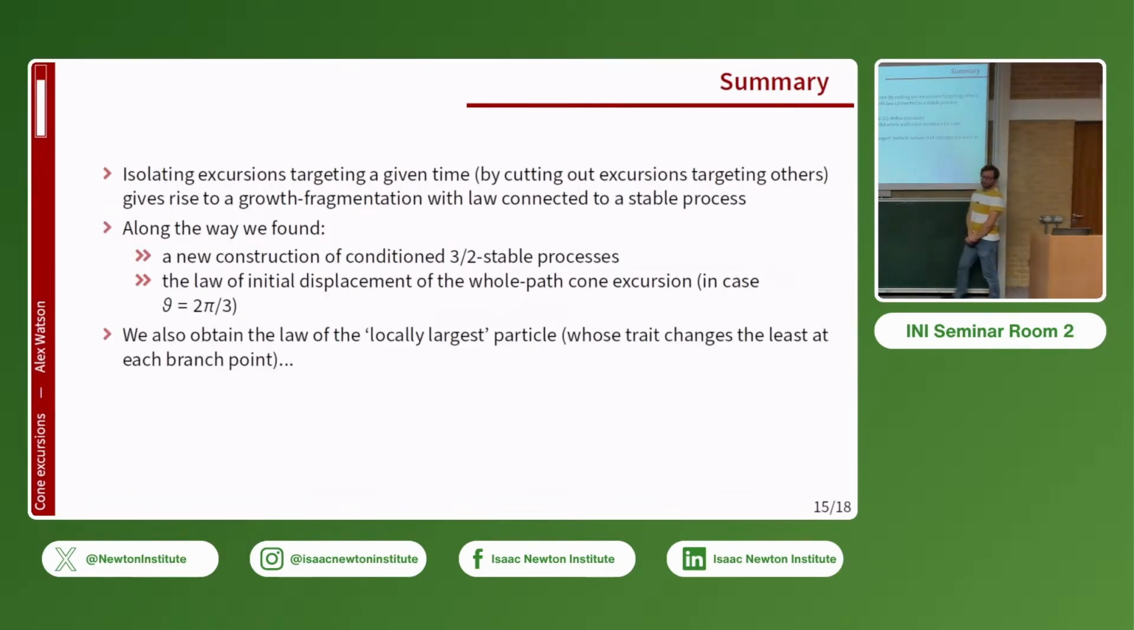We also obtain, I haven't talked about this, but I'll say very briefly, the law of the so-called locally largest particle in this growth fragmentation. So you have this whole system of branching things. If you focus in at every branch point at the particle whose trait changes the least at that branch point, that's called the locally largest one. And we can find the distribution of that as well, basically using this conditioned stable thing that I described before.